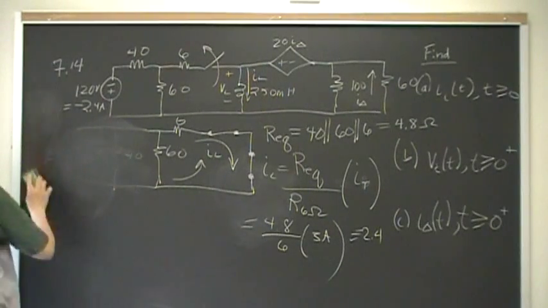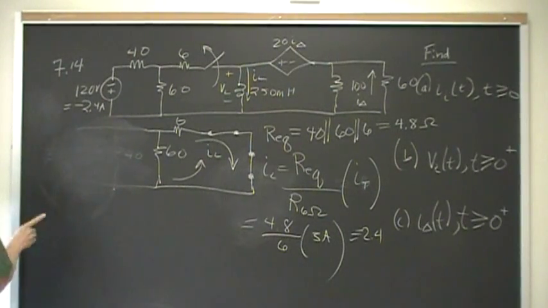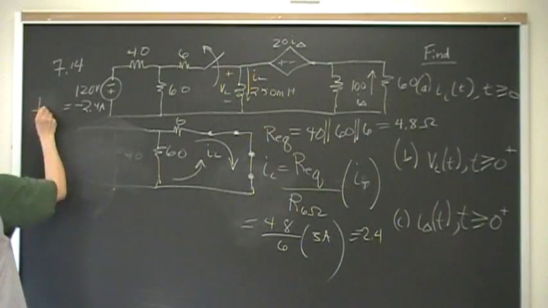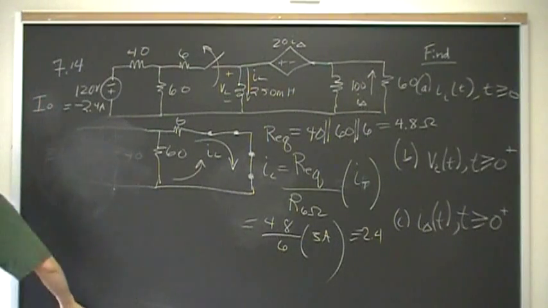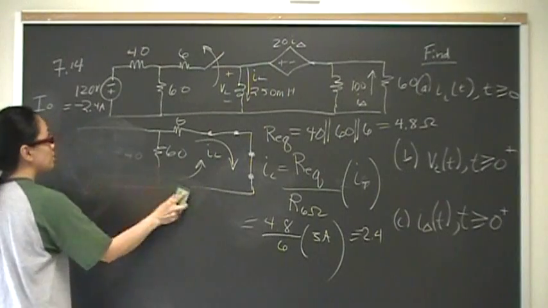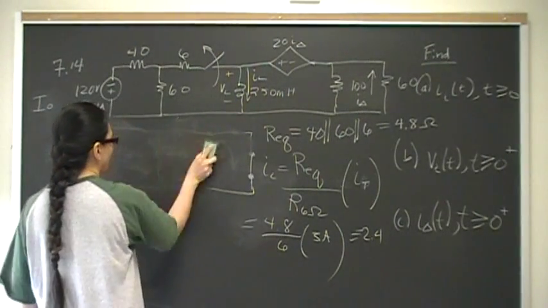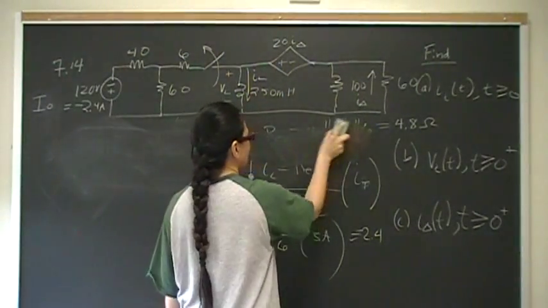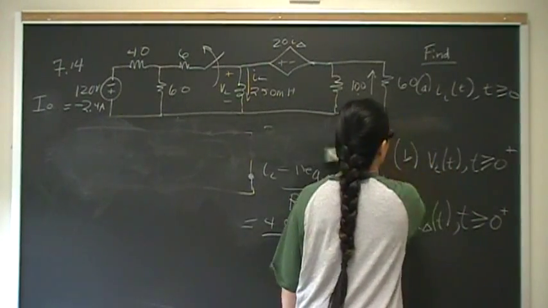Actually, I'm going to label this in accordance with the book. I call it I naught. So let's call that I naught. That's the current before the switching occurs. Okay, so now we have that critical piece of information.